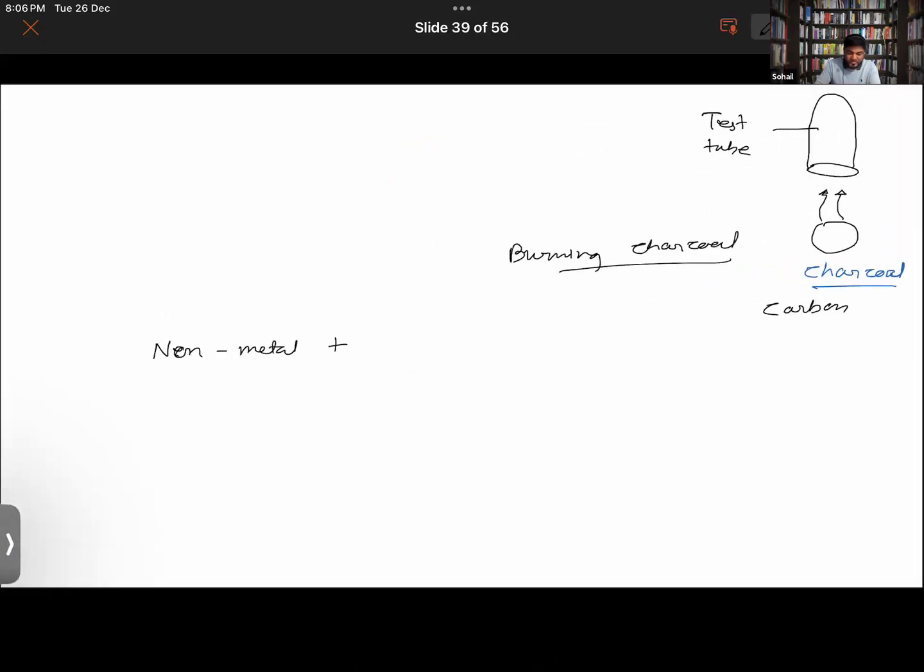So non-metals will be reacting with oxygen to give what kind of oxide? Is it a basic or acidic oxide? नॉन मेटल्स जब ऑक्सीजन के साथ रिएक्ट करते हैं तो हमें एक ऑक्साइड मिलता है जिसे हम एसिडिक ऑक्साइड कहते हैं, ठीक है? Do remember these things, okay?